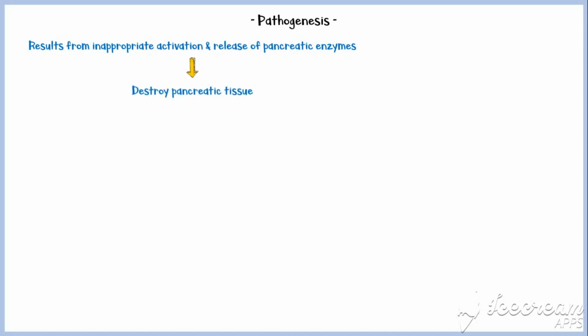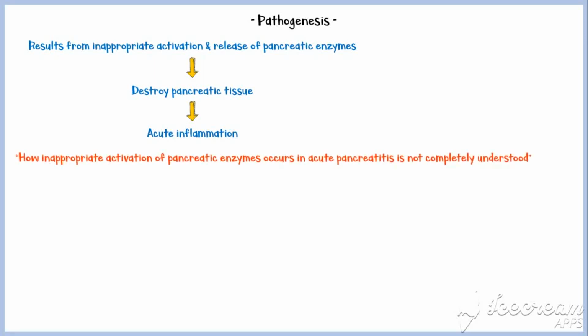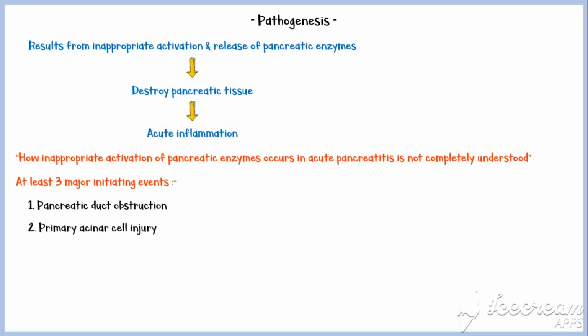Now let's discuss the pathogenesis of acute pancreatitis. Acute pancreatitis results from inappropriate activation and release of pancreatic enzymes that destroy the pancreatic tissue and elicit an acute inflammatory response. But how this inappropriate activation of pancreatic enzymes occurs in acute pancreatitis is not completely understood. However, there is evidence for at least three major initiating events: pancreatic duct obstruction, primary acinar cell injury, and defective intracellular transport of proenzymes within acinar cells.